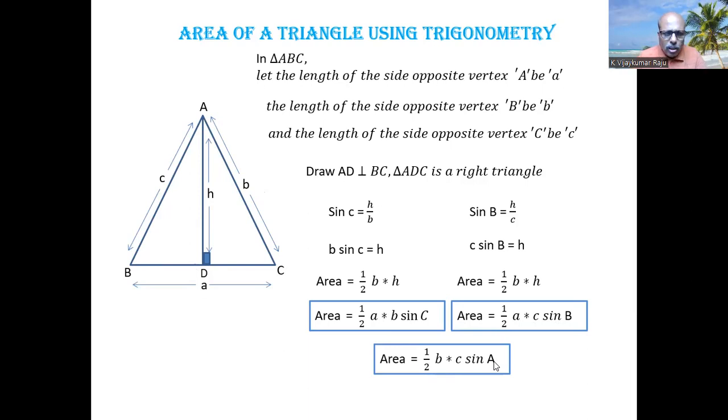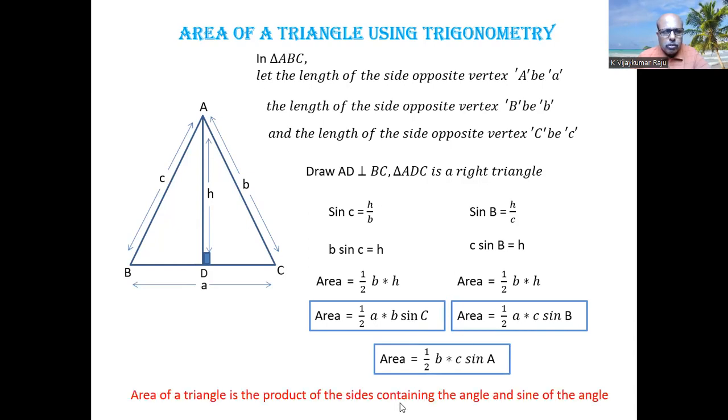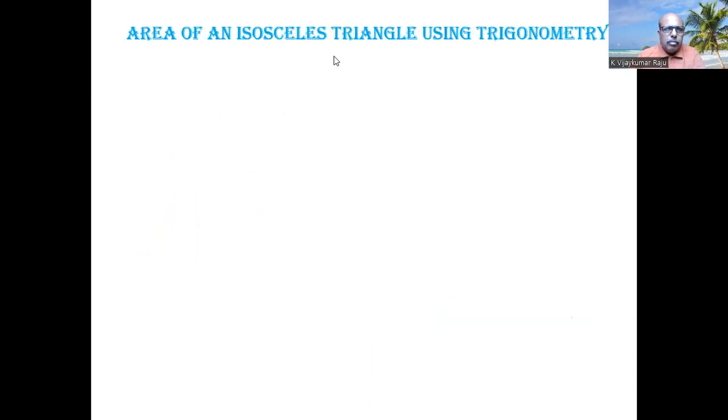So this is exactly how you have to remember. Here this condition was important, so that you can remember the formula easily. So what we have done: area of a triangle is half the product of the sides containing the angle and the sine of the angle. Area of a triangle is half the product of the sides containing the angle and the sine of the angle. Area of an isosceles triangle using trigonometry.